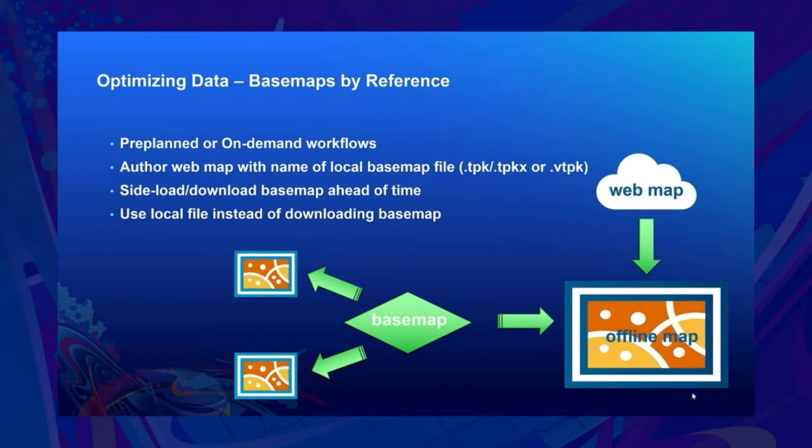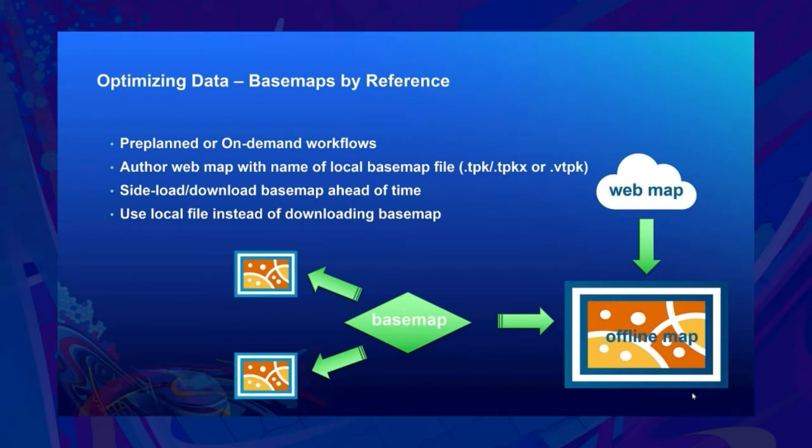Runtime is able to detect that basemap file name, and if it's present on the device, we don't need to take it offline again. That means if the basemap has been sideloaded to my device, maybe as part of my organization's deployment, then when I come to take maps offline in my study area, if the basemap's already present on the device, we don't have to download any new data. We can simply use the basemap that's already on the device. So by sideloading those basemaps ahead of time, we can go on to use the local file instead of downloading a fresh basemap each time.